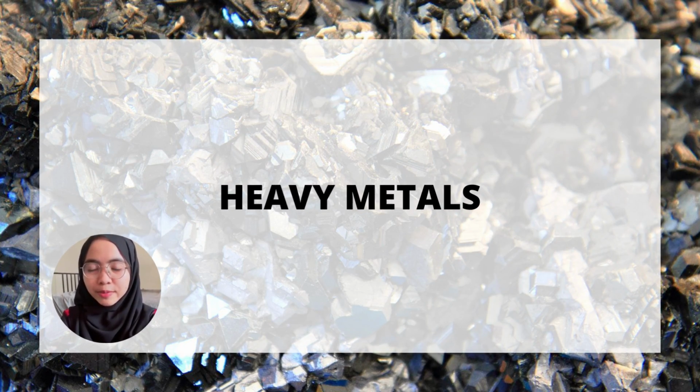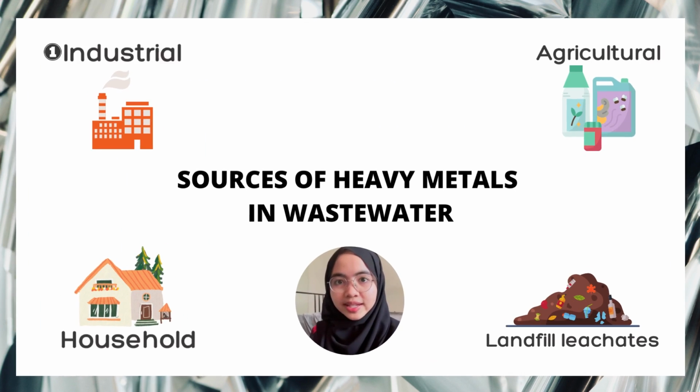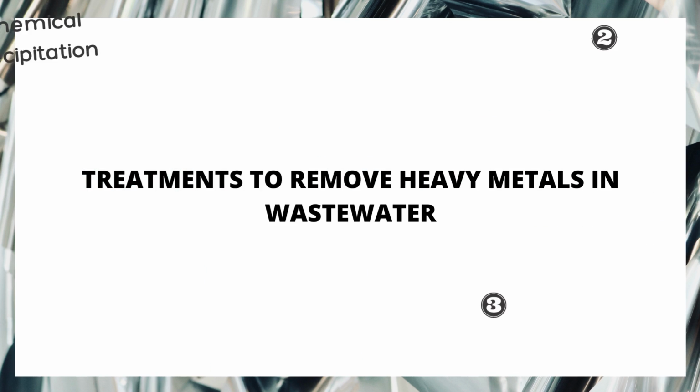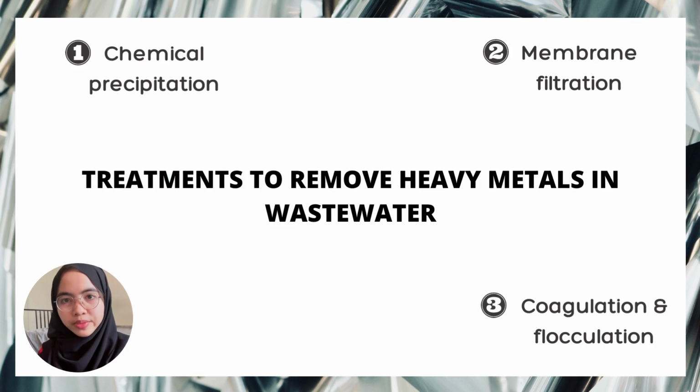Next, I will explain about the last contaminant, which is heavy metals. Firstly, heavy metals can come from various sources, such as industrial waste, agricultural activity due to the usage of fertilizer that contains heavy metals, household waste, and lastly, landfill leachates. Therefore, there are many types of treatments that can be conducted to remove heavy metals from wastewater.